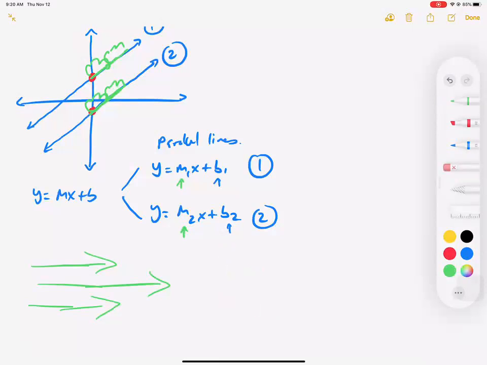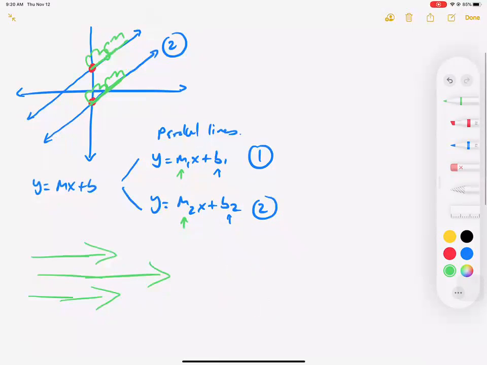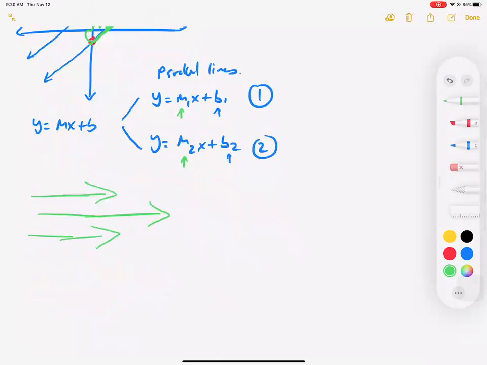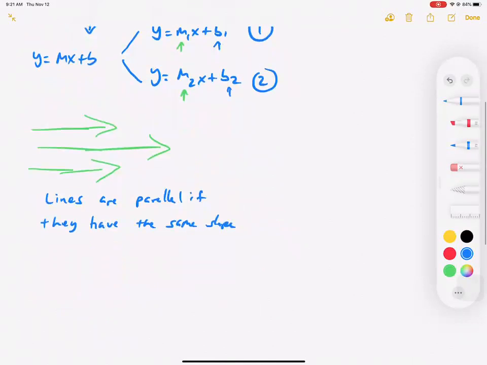So this is our main takeaway. Lines are parallel with only one condition. They have the same slope. So let me write this out. Lines are parallel if they have the same slope. And that's going to be m1 equals m2.